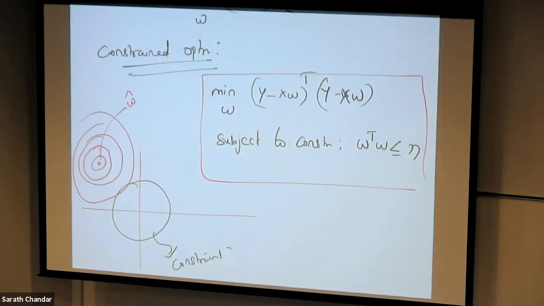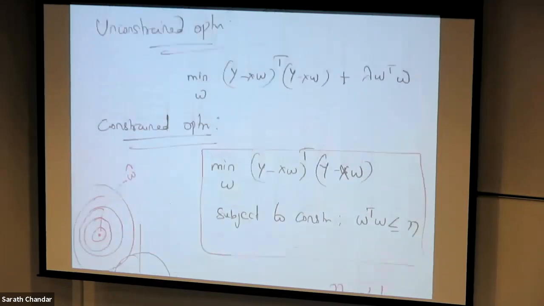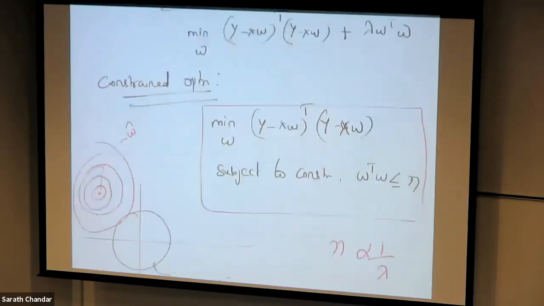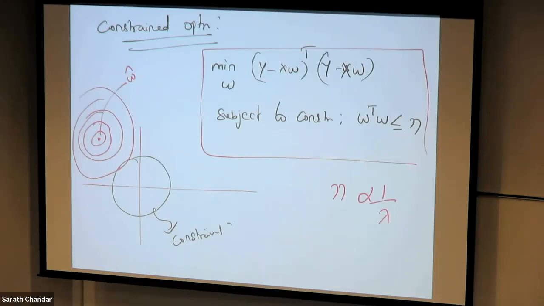Now, one can easily show that this eta is proportional to 1 over lambda. So as you increase the value of lambda, the constraint is larger, which means the circle is going to be smaller. So eta is inversely proportional to lambda. As you increase the value of lambda, the circle radius is going to decrease, so you're going to have smaller and smaller weights.